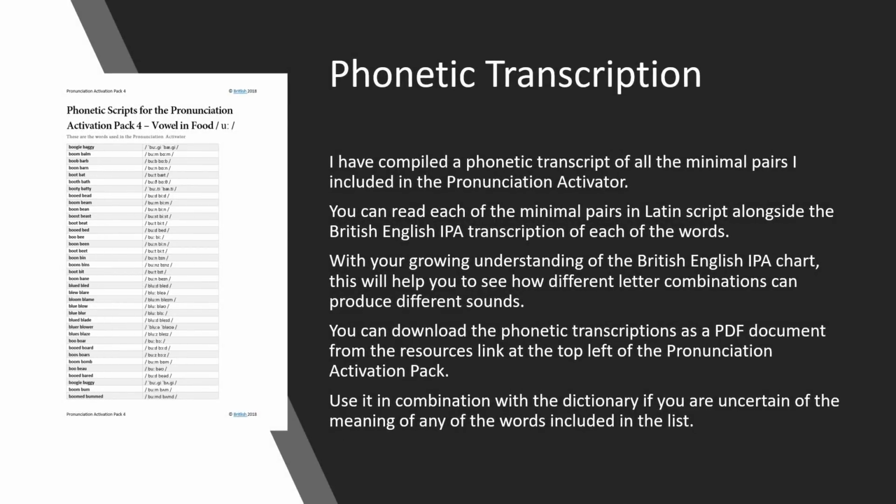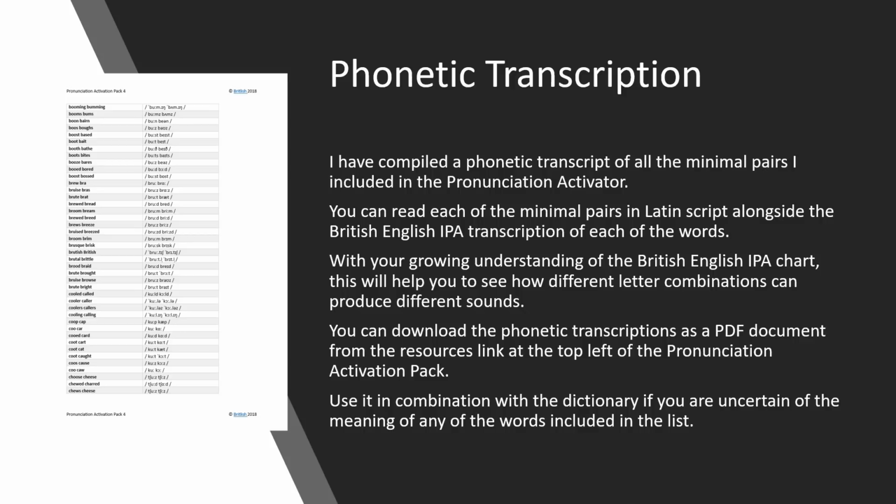Phonetic transcription. I've compiled a phonetic transcript of all the minimal pairs I included in the pronunciation activator. You can read each of the minimal pairs in Latin script alongside the British English IPA transcription of each of the words. With your growing understanding of the British English IPA chart, this will help you to see how different letter combinations can produce different sounds. You can download the phonetic transcriptions as a PDF document from the resources link at the top left of the pronunciation activation pack. Use it in combination with the dictionary if you're uncertain of the meaning of any of the words included in the list.